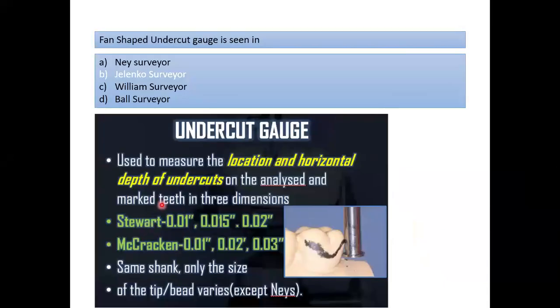Your undercut gauge is usually used to measure and locate the horizontal depth of undercuts on the analyzed or marked teeth in a three-dimensional manner. So how much depth is located is measured with the help of this undercut gauge. There are different values based on the books. According to Stewart, this undercut gauge is 0.01, 0.015, 0.02. But according to McCracken, it is 0.1, 0.01, 0.02, and 0.03.